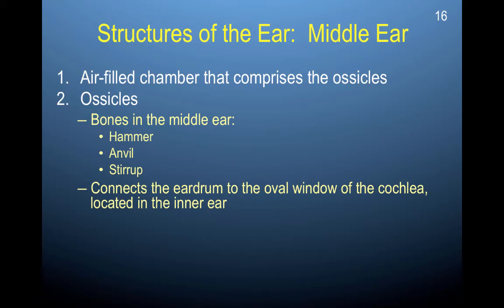So the ossicles are bones in the middle ear. They are specifically the hammer, anvil, and stirrup, and they were named these based upon how they look. The ossicles, the hammer, anvil, and stirrup, connect the eardrum to the oval window of the cochlea. And the cochlea is located in the inner ear.